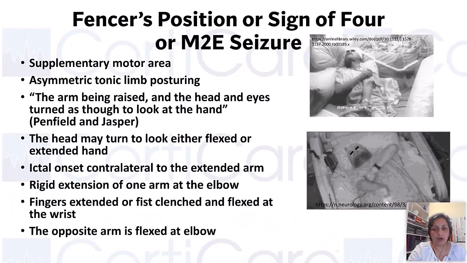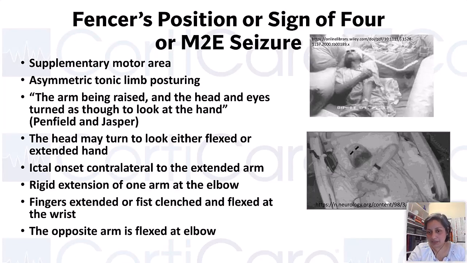Fencer's position, a hallmark of frontal lobe seizure. It's the supplementary motor area. And here there is an asymmetric posturing of the upper extremity. There is a tonicity here. So what is happening here? It was described by Penfield and Jasper: the arm being raised, head and the eyes turned as though they are looking at the hand, at the raised hand.